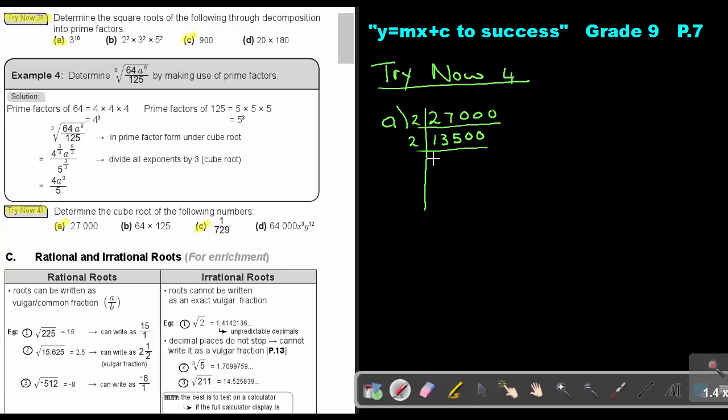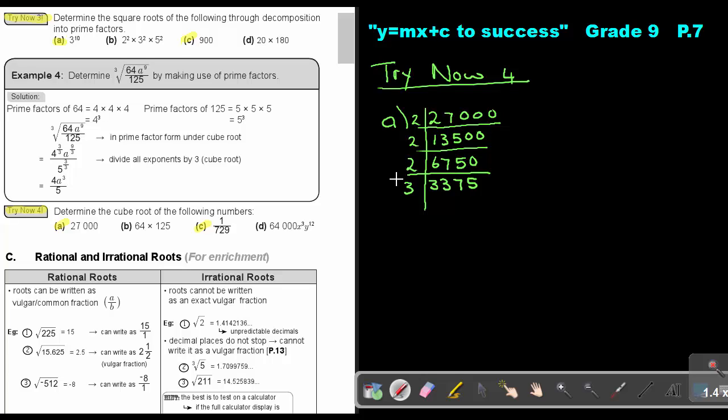and we get 6750, and then we divide it again by 2, and then it's 3375. Let's test if it can divide by 3. That's 12 plus it's 15, 16, 17, 18. It can divide by 3.